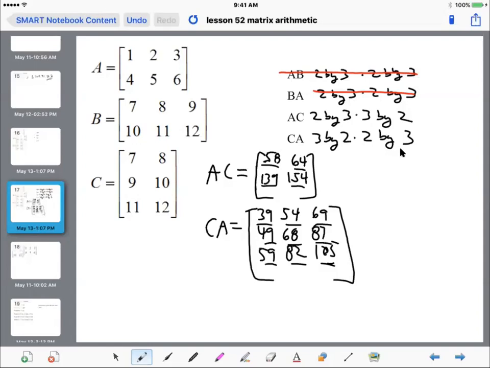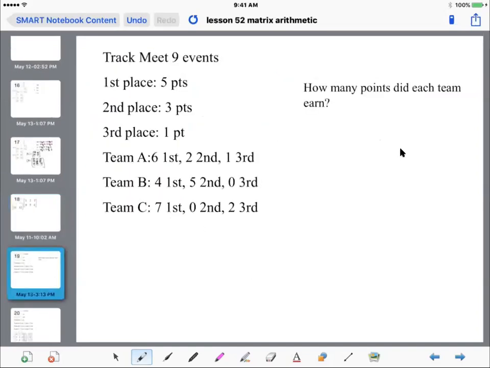Okay, so the final thing for today, and there's about 15 minutes left. I want to tell you about this really weird thing: why do we multiply matrices that way? Well, one kind of unsatisfying explanation is this. You don't have to write this down, I just want to show you. Imagine there was a track meet and there were 9 events. If your team wins first place in an event, you get 5 points. Second place, you get 3 points. Third place, you get 1 point.